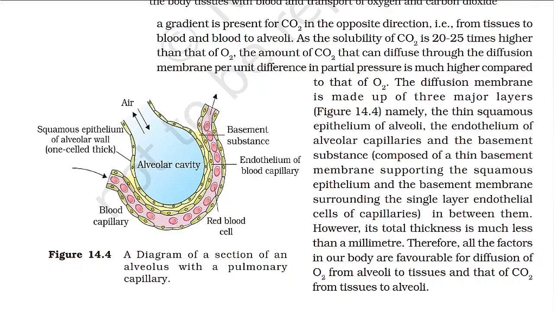squamous epithelium of alveoli, the endothelium of alveolar capillaries, and the basement substance, composed of a thin basement membrane supporting the squamous epithelium and the basement membrane surrounding the single layer endothelial cells of capillaries in between them. However, its total thickness is much less than a millimeter. Therefore, all the factors in our body are favorable for diffusion of oxygen from alveoli to tissues and that of carbon dioxide from tissues to alveoli.